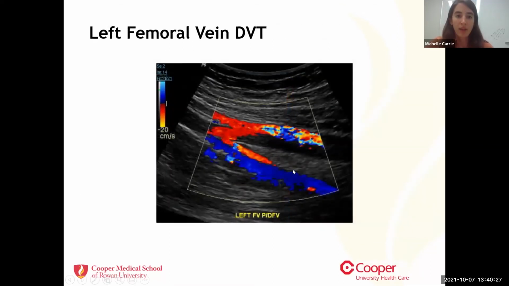And then another image, this is still from the DVT she was diagnosed with in 2018. This is of the left femoral vein, and you can see here where there's no flow is where the DVT was.